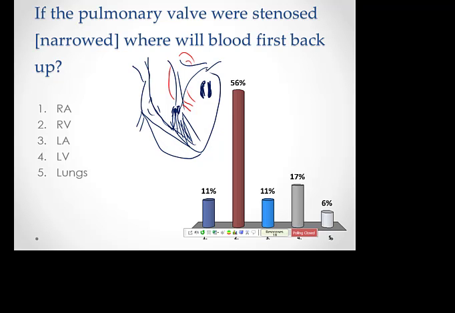Left atrium, yes, very good, because from the left atrium it has to go into the left ventricle. Since this is not functioning properly, blood goes up there, and then it will go back up into the lungs. So you'll have what is called left ventricular failure, right? Then in the lungs you'll be very congested. So it's really important to understand this plumbing system, okay?